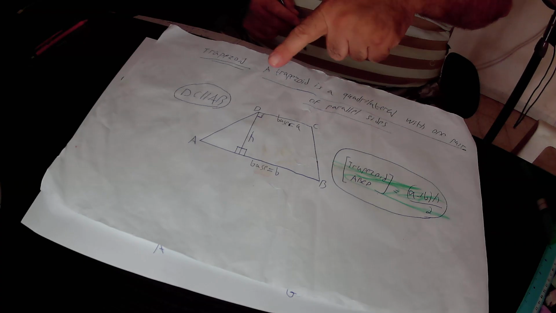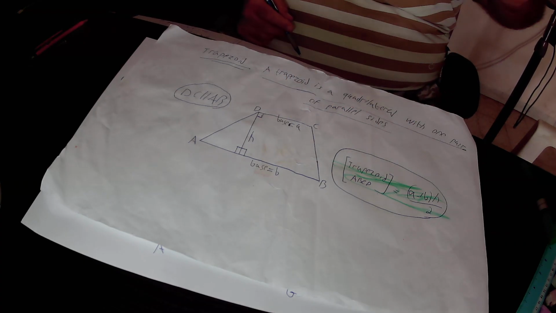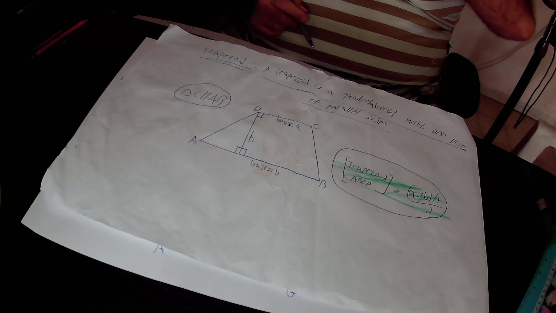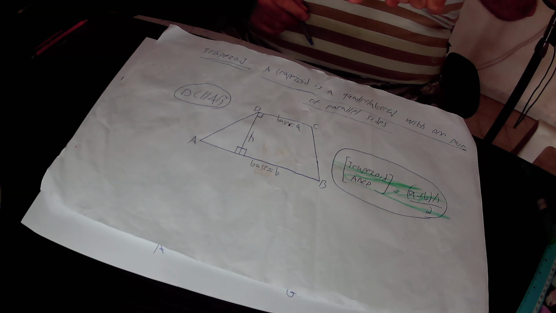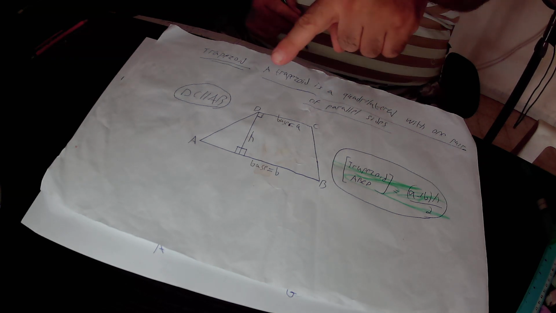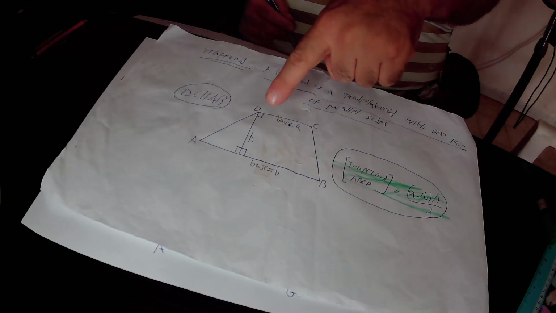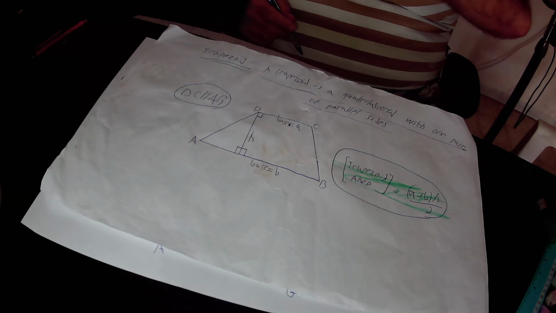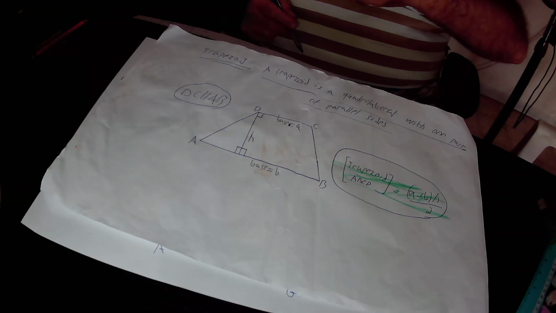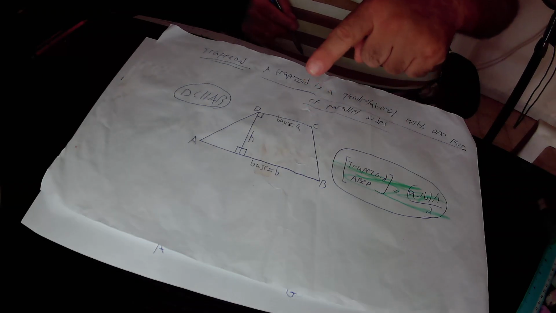The two parallel sides DC and AB are defined as the bases of the trapezoid ABCD. So if we define the length of the base DC as A and the length of the base AB as B, then the area of this trapezoid ABCD will be equal to the sum of its two parallel bases, that is to say A plus B, times the height H, over 2.